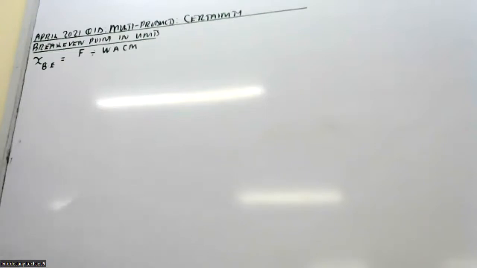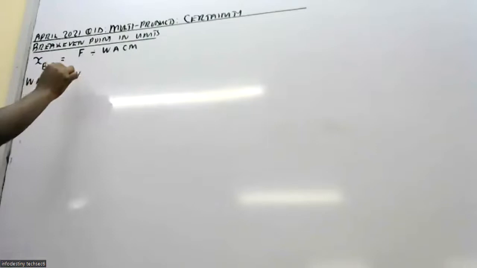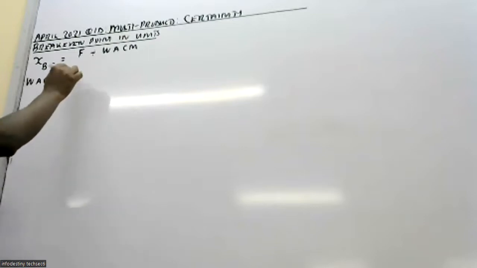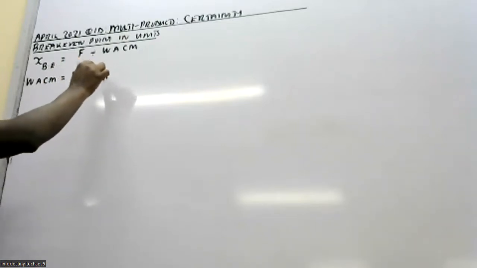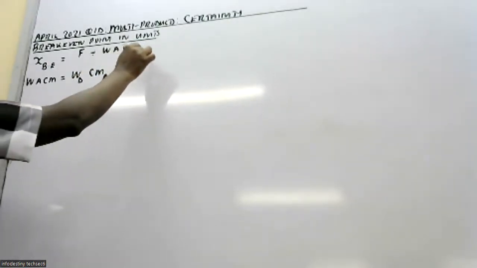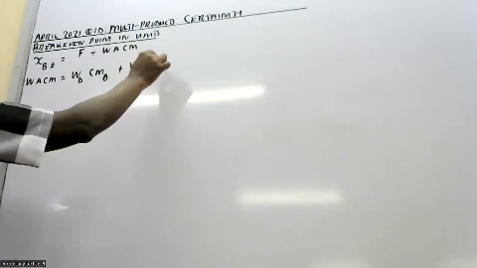If that is the case, how do we get WACM? WACM, it is the weight. There are two products here, D and A. So it will be the weight of D, contribution margin of D, plus the weight of A, contribution margin of A.